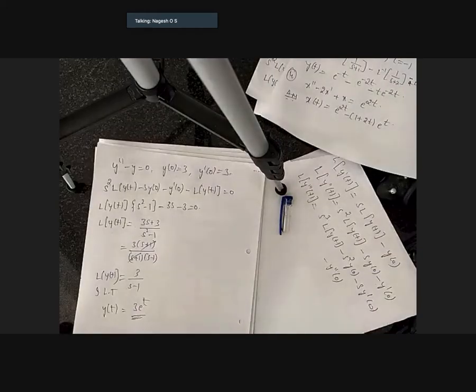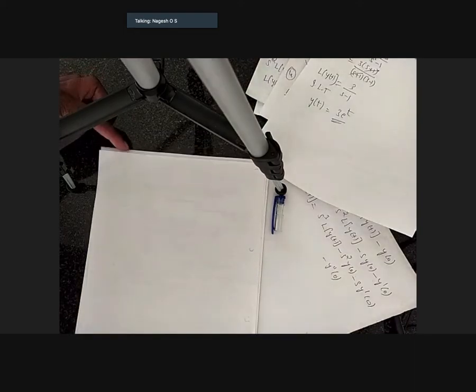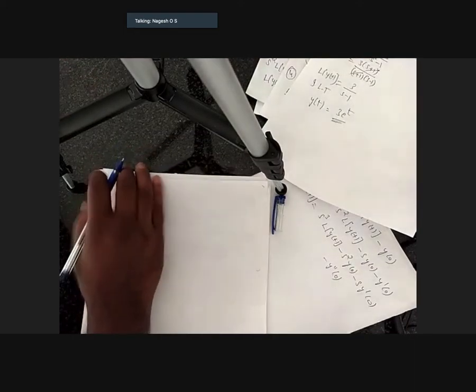To do this type of problem, you should know Laplace transform and inverse Laplace transform as well. Otherwise, you can't solve this. So I'll go to the next one.